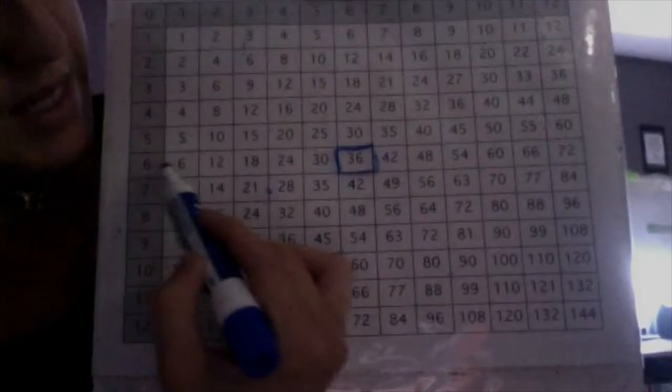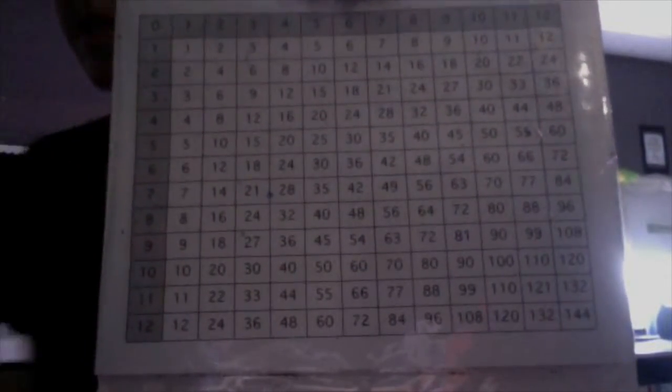Go ahead and put a square around that. Let's look again. Our first factor was the number 6, and we multiplied it by the number 6, and we got our answer 36. 6 times 6 is 36. Let's try a couple more. Go ahead and erase that. The next multiplication sentence that we want to find is 8 times 7.